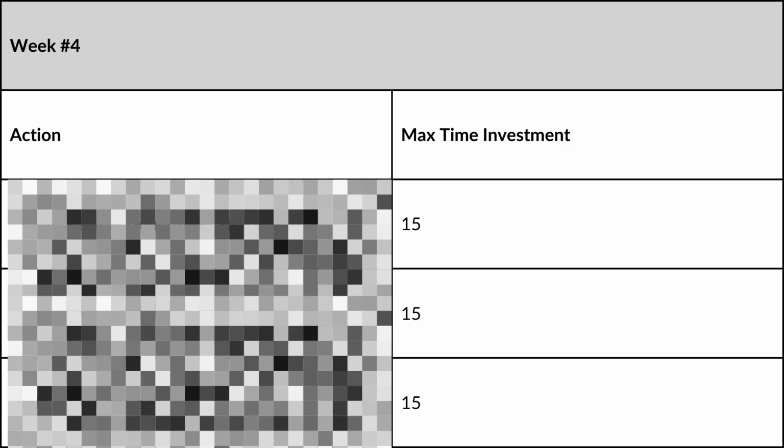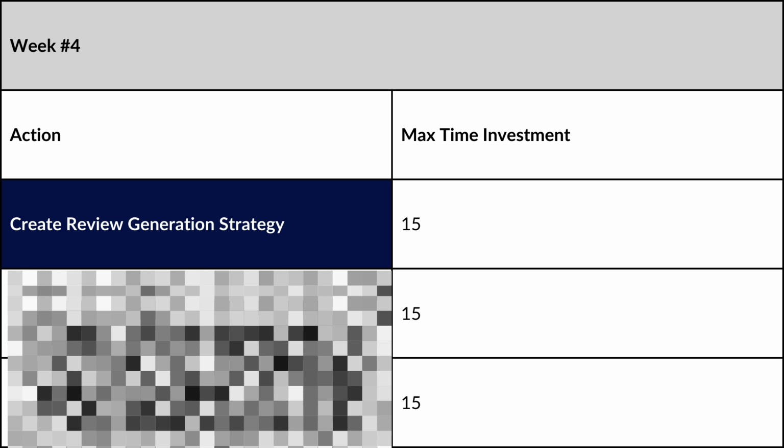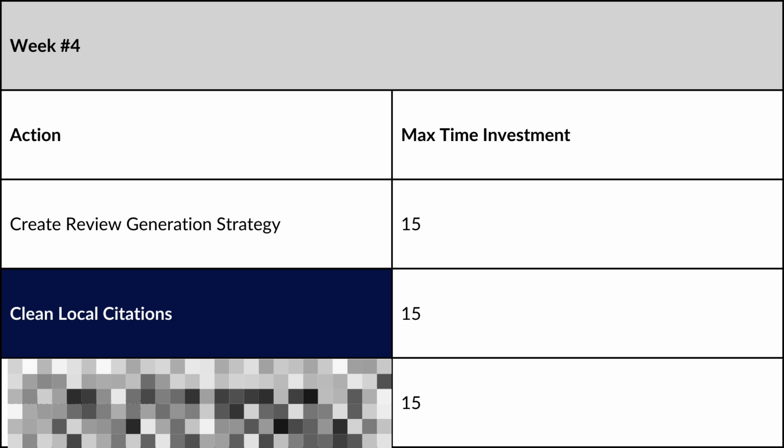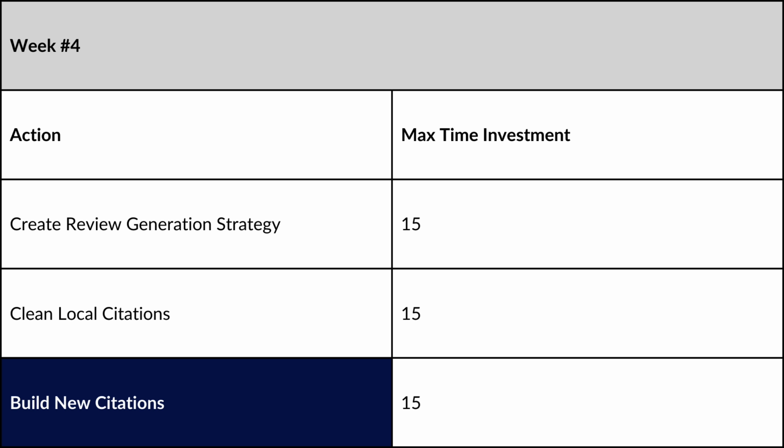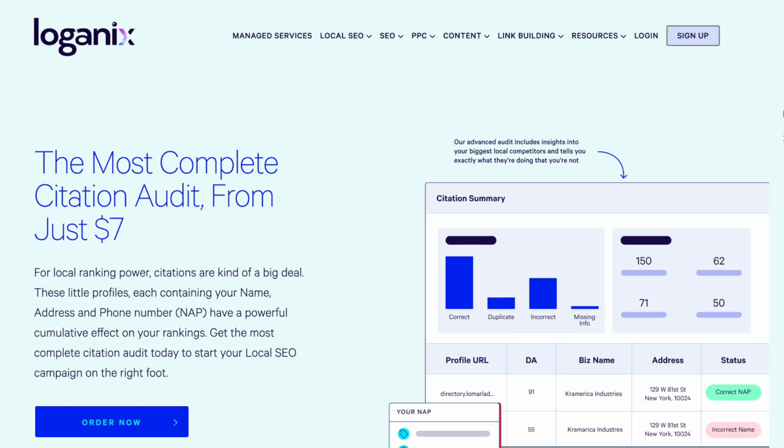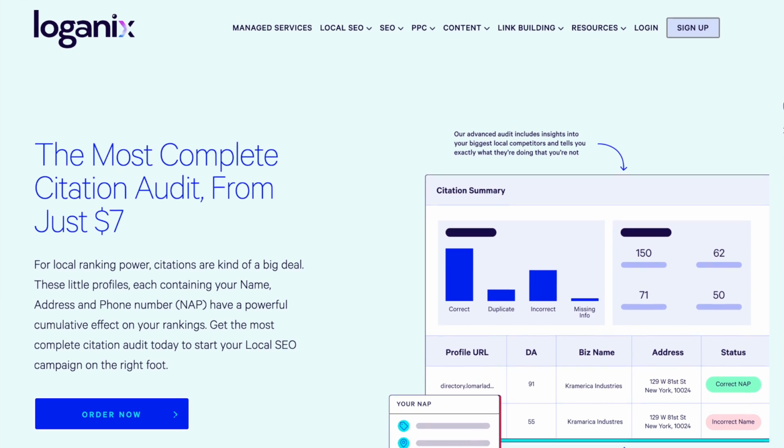Now for week number 4, you'll continue to formulate your review generation strategy and put that into motion. Then you'll need to clean up your local citations and build new citations. And you have many options here, but I recommend starting with the $7 citation audit from Logenix.